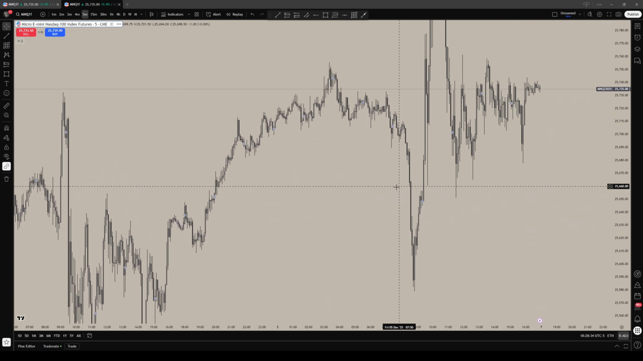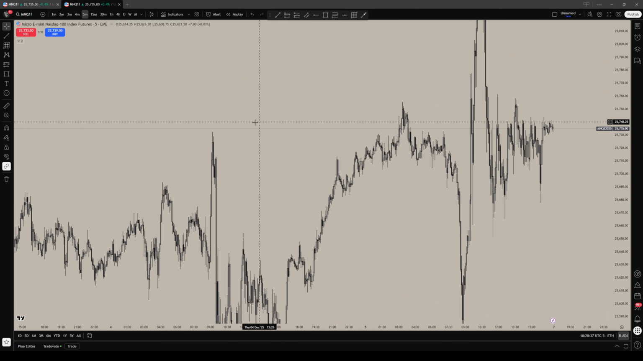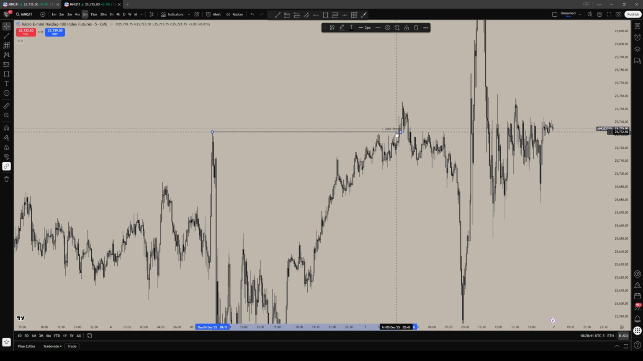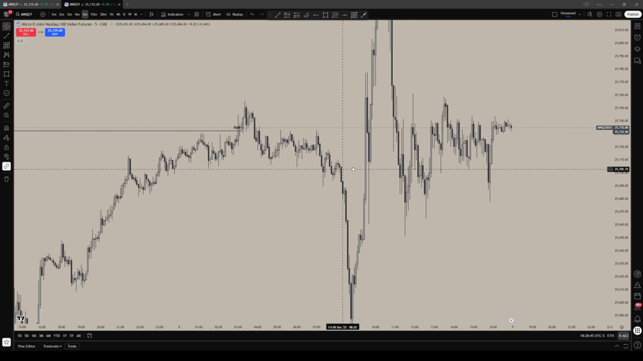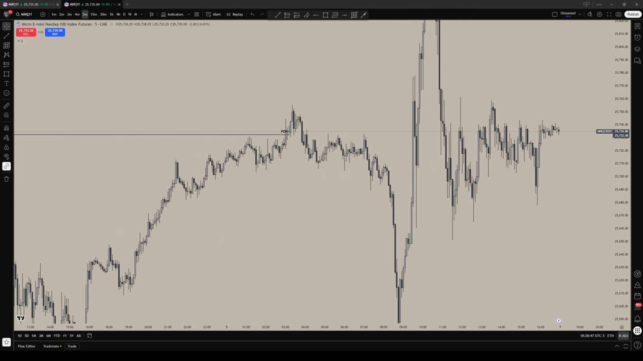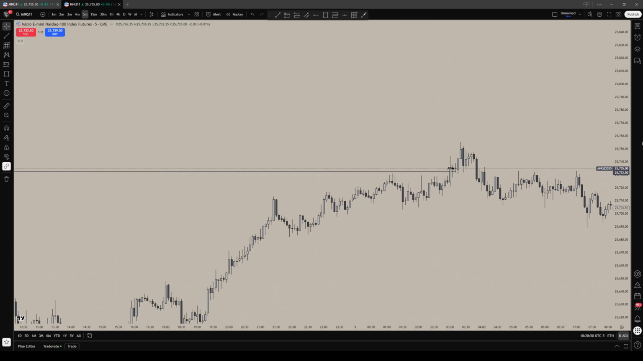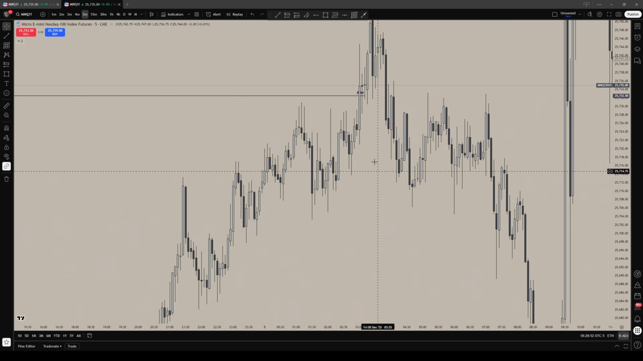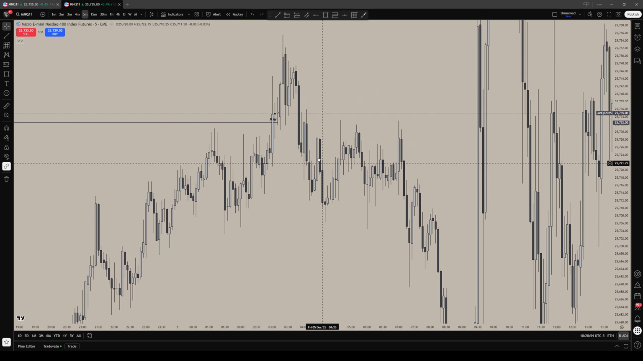I'll show one more example. On Friday, here we have a previous day high. So very strong draw on liquidity. Previous day high. And without trying to make this video too long, I'll speed through this. And I'll show a model of AMD.